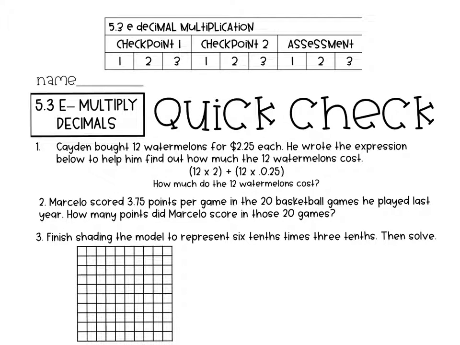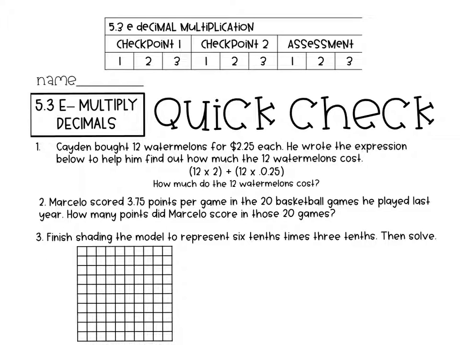This is your second 6 weeks data tracker, so you should be looking at the one that says 5-3E, which is decimal multiplication, which is this. So see how they're the same, it just has the words written differently. So this is obviously checkpoint number 1.